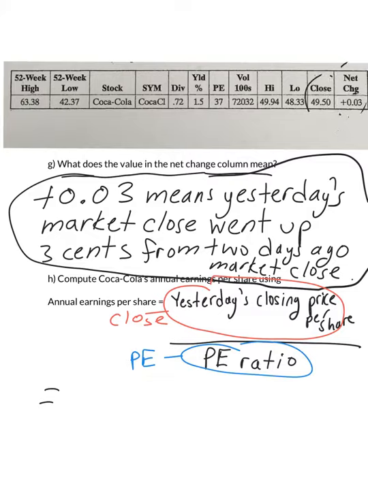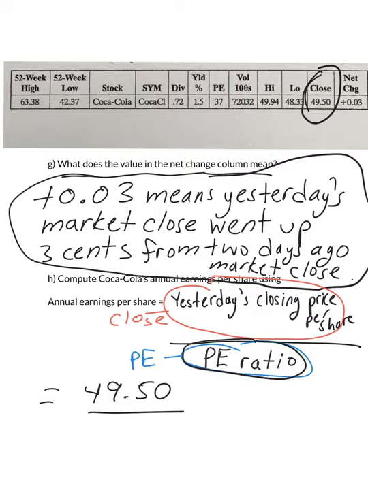Let's erase some of this old circling stuff so we can see it a little bit better. There we go. $49.50. So 49.50 divided by the PE ratio number. So now let's look up the PE column. It was 37. So 49.50 divided by 37. I'm going to go ahead and type that division question into my calculator.